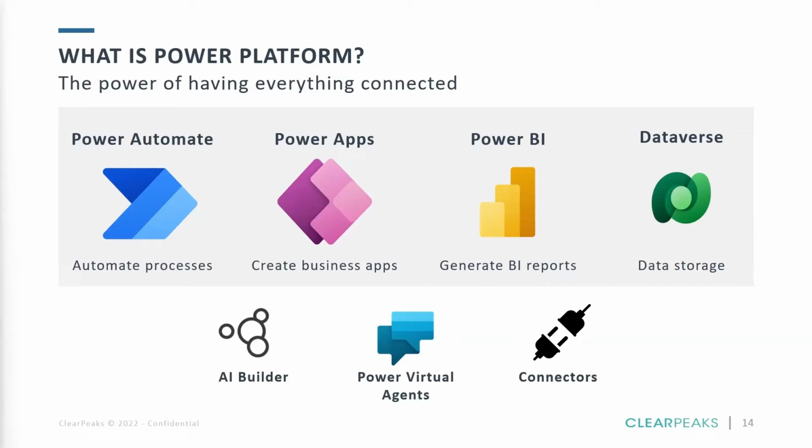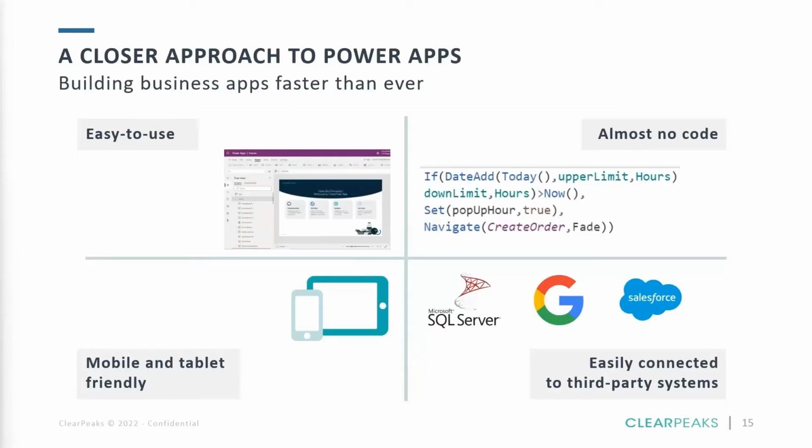We have the Power Virtual Agents that can be integrated for building chatbots. And we also have connectors that are also a key point of Power Platform, so it makes the connection with other external technologies very easy and fast. Let's make now a closer approach to Power Apps. That is the central tool we have used for the moment in Power Platform. Its main goal is to build business apps, but in any case, it's a tool for developing commercial apps.